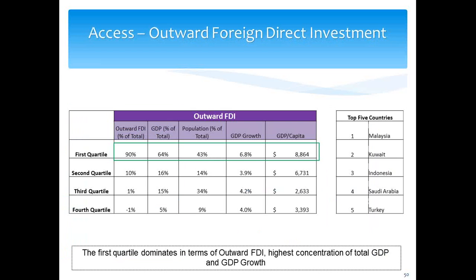The quartile table for outward FDI shows that the first quartile once again dominates. Fastest growing OIC countries are in the first quartile and also have the highest outward FDI and highest GDP per capita. It's important to note how far the fourth quartile is compared to the first quartile.